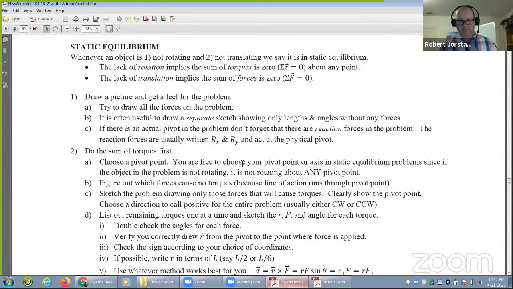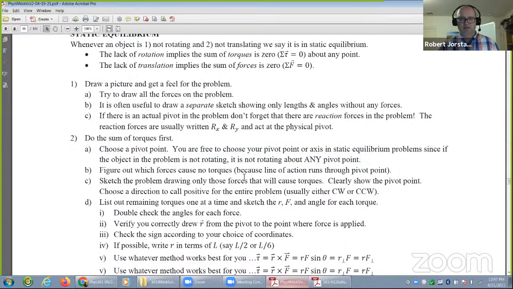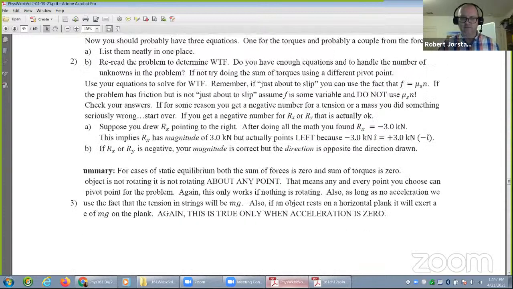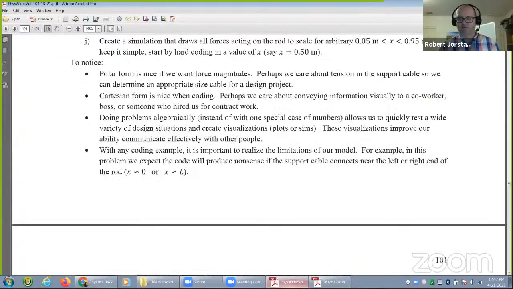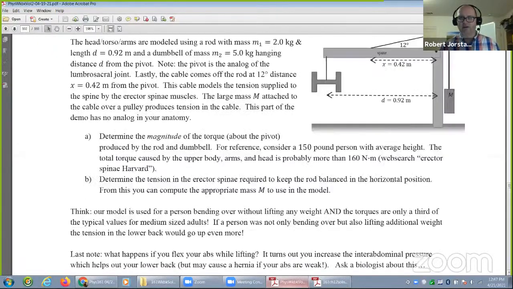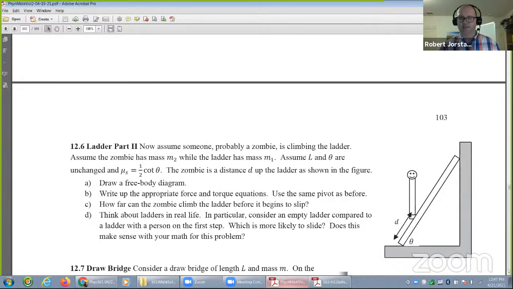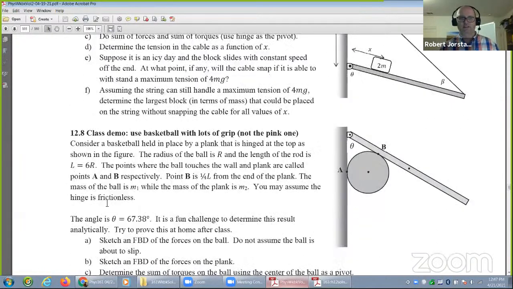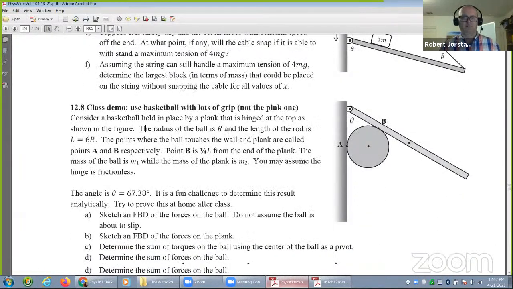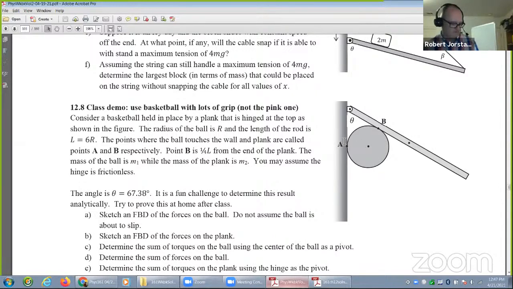The big thing that I kept telling you: draw pictures, do torques first, and you could choose multiple pivot points if you want to, because it's not rotating about any point. That said, we did a couple of these rod problems, and one thing that we did a bad job on was cylindrical geometry. So I want to look at this one again. In particular, let's focus on the spherical object, or this object that has some sort of circular symmetry.